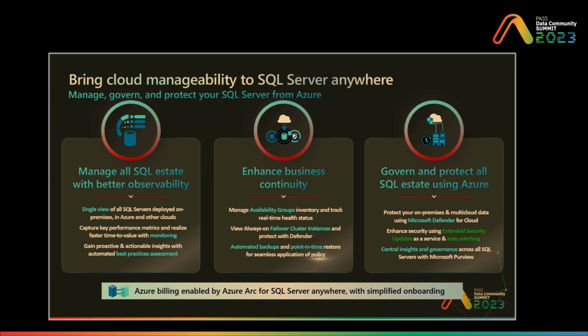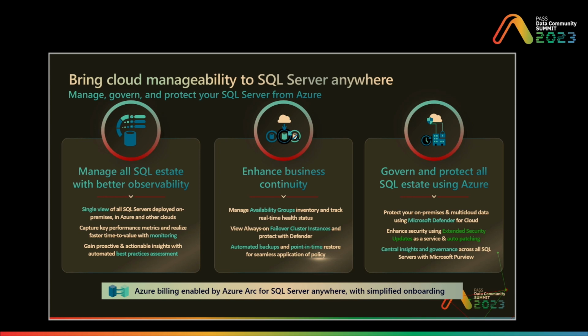It can run on Windows, Linux, in virtual, physical, so that you can manage with a single view, to get better observability. So 3 of the pillars that we have really focused on is managing and giving you better observability across these clouds, enhancing business continuity, which Dinkar covered yesterday, and then govern and protect your SQL real estate wherever it is.